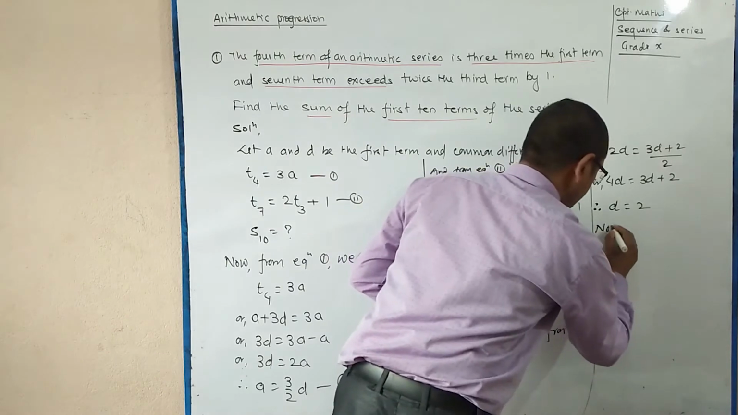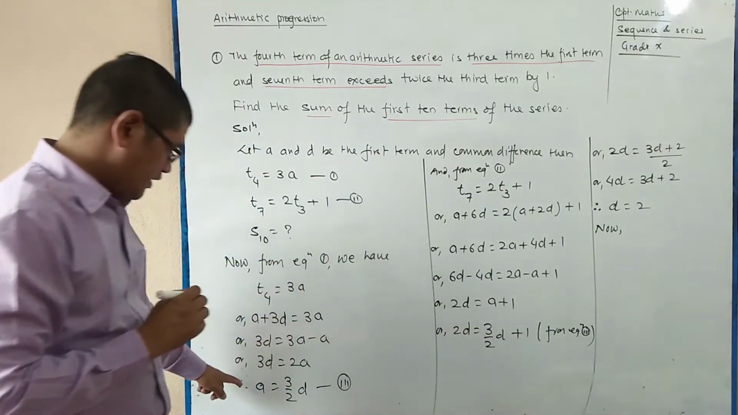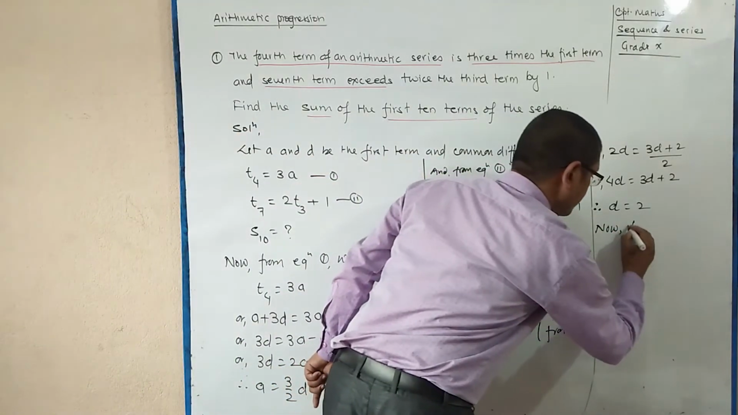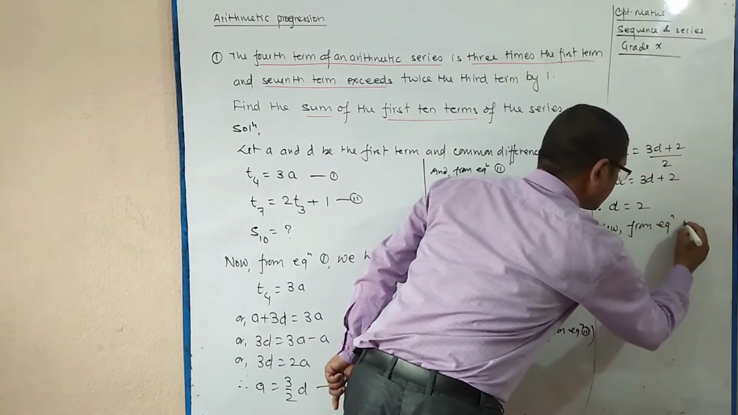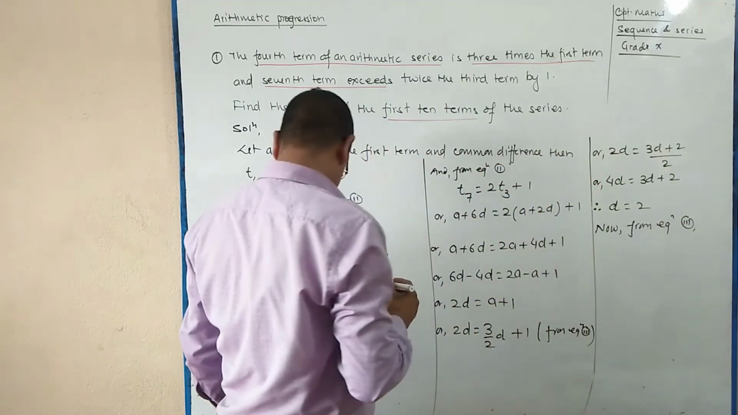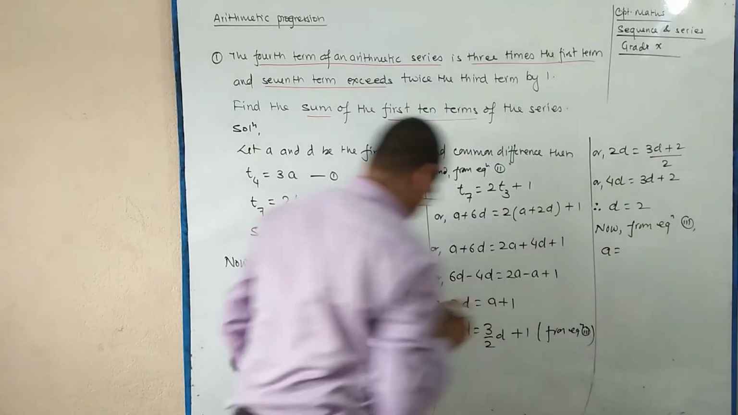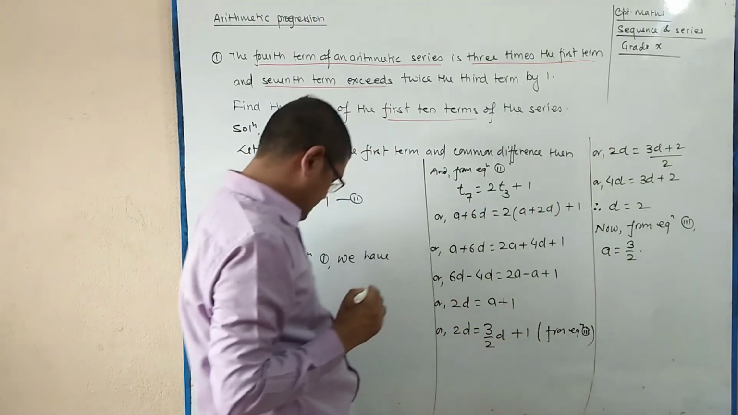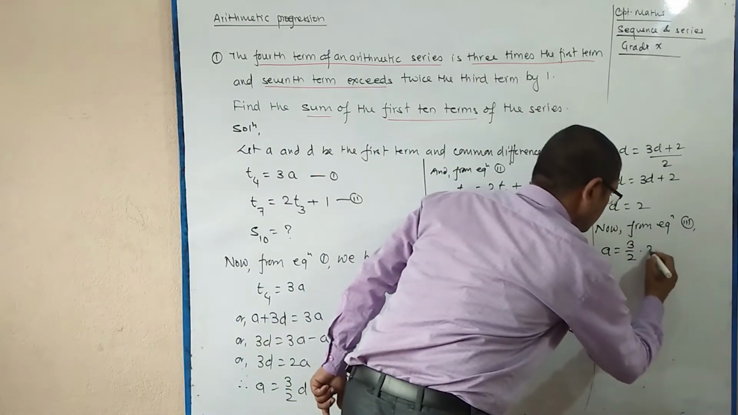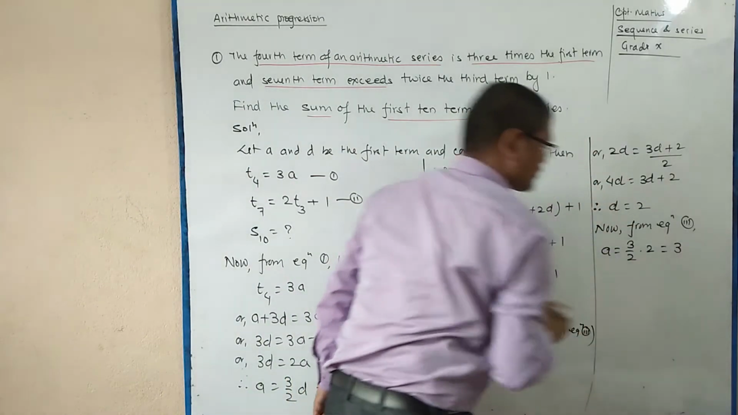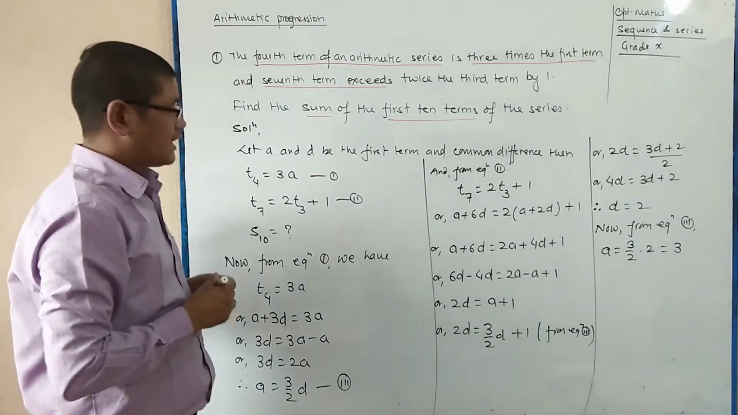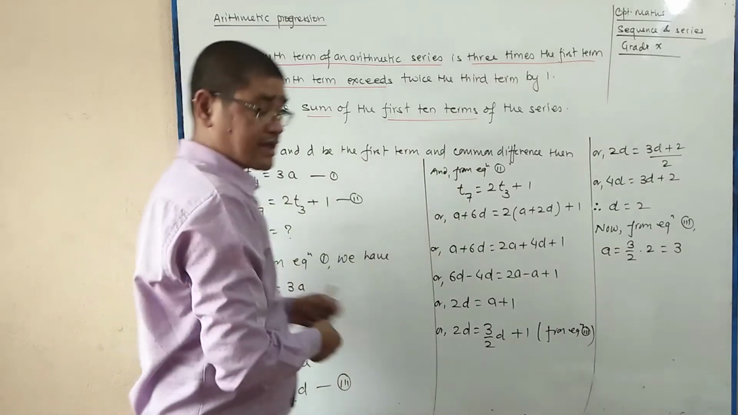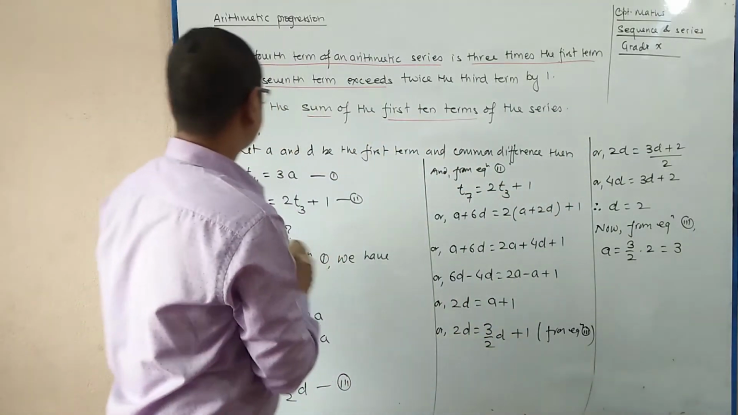Now after getting the value of D, we need to take help from equation third, so from equation third we get A equals 3 by 2 times D, D means here 2, so our result is 3. Value of A also calculated. Now what do we need? We need to get the sum of first 10 terms, so we can easily do this now, okay.